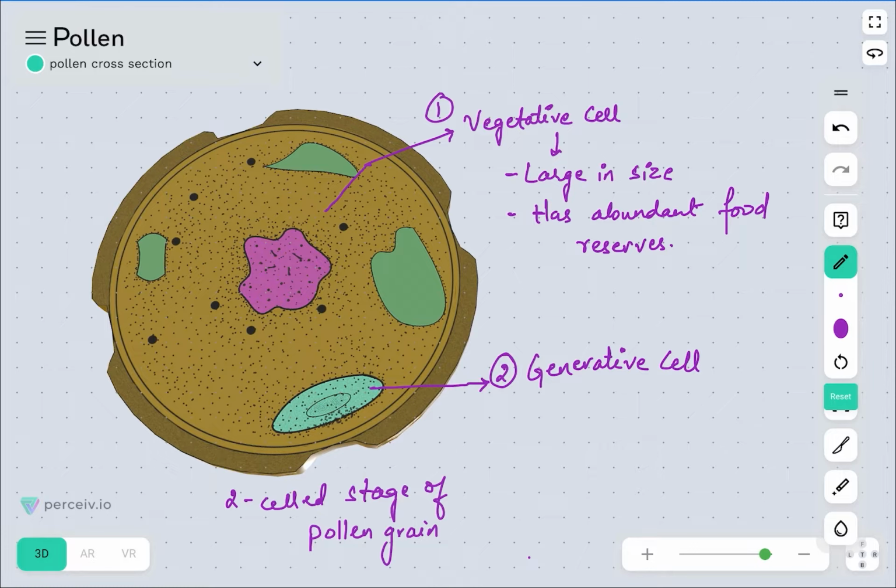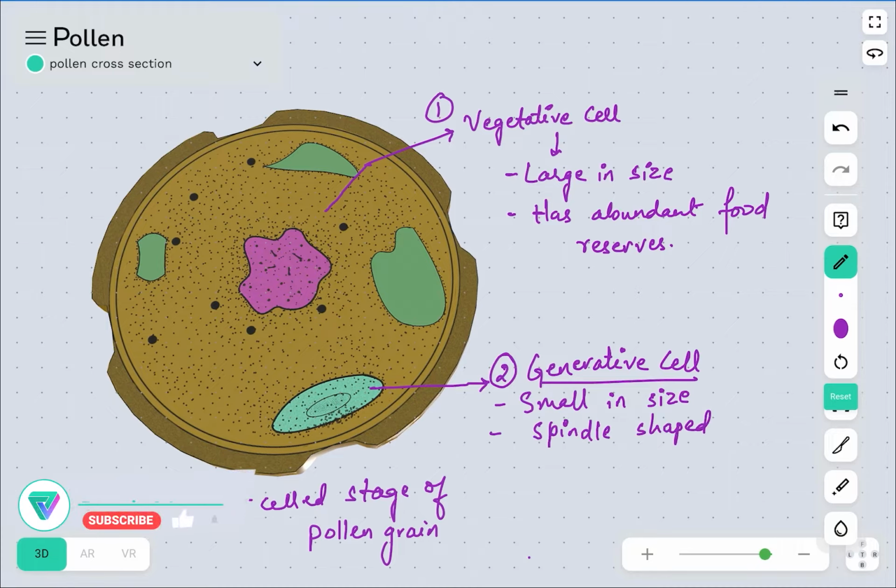Now, the generative cell is usually smaller in size. You can see that it is floating in the cytoplasm of the vegetative cell, and it is usually spindle shaped. Here the reserve food material is nil. The function of the generative cell is to divide mitotically and produce the two male gametes.